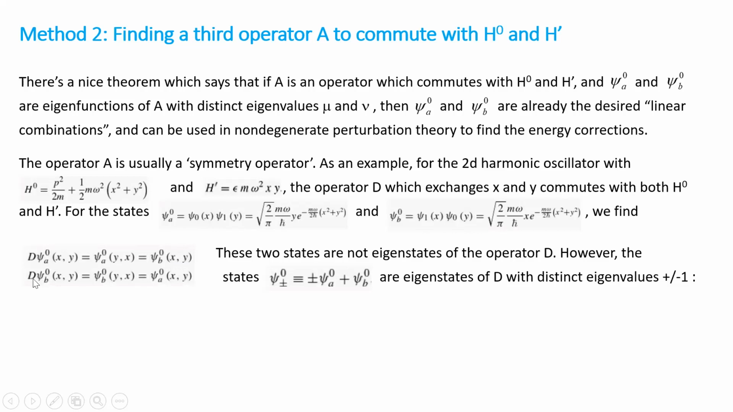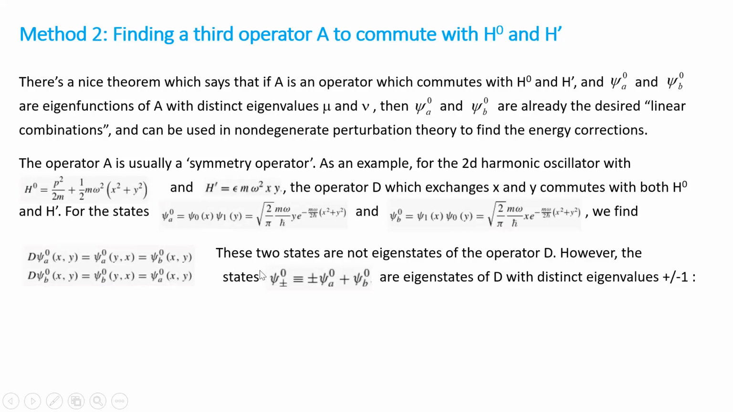And similarly, if we operate with D on psi B0, x and y, we get psi B0, y and x, which is switching x and y here, would be psi 1 of y, psi 0 of x, which is exactly what we have for psi A0. So when we operate on these two states which we started with, we don't get a number times psi A0 back again. We switch the states. So these two states are not eigenstates of the operator D.